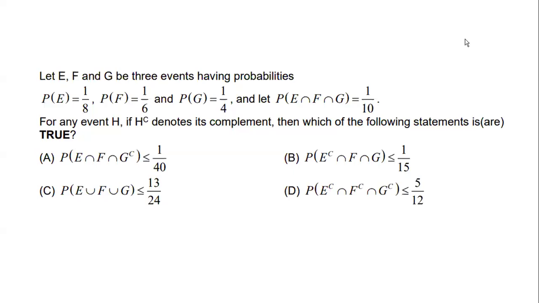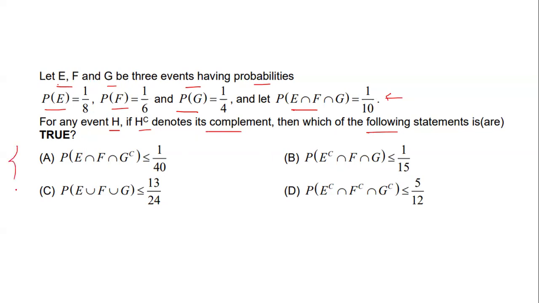So hello guys, in this video we are going to solve this problem. It is given that let E, F and G be the three events having probabilities: probability of E is 1 by 8, probability of F is 1 by 6, and probability of G is 1 by 4, and let probability of E intersection F intersection G be 1 by 10. Then for any event H, if H^c denotes the complement of this, we have to tell which of the following options are true.